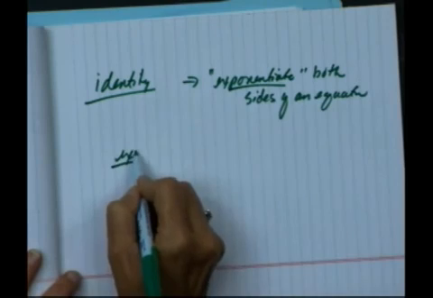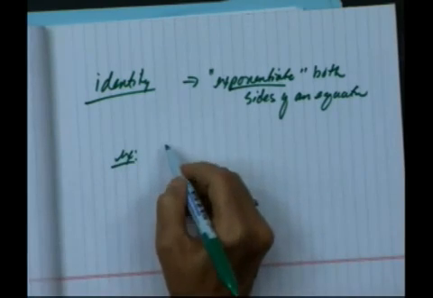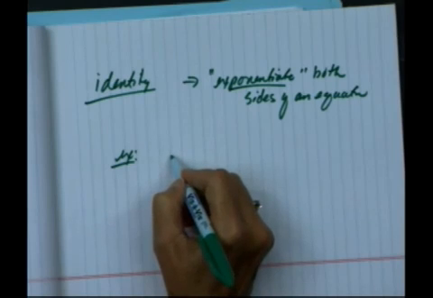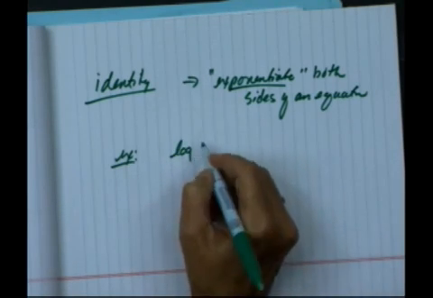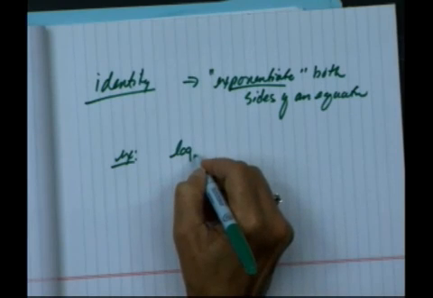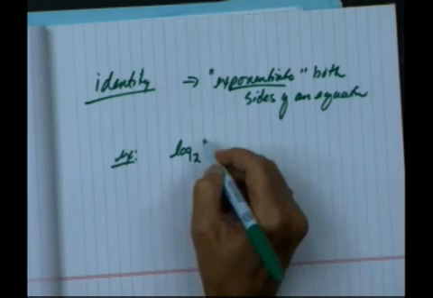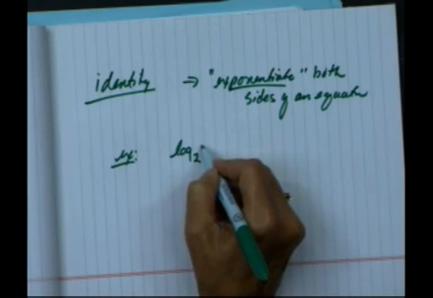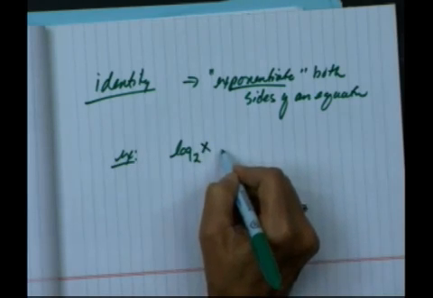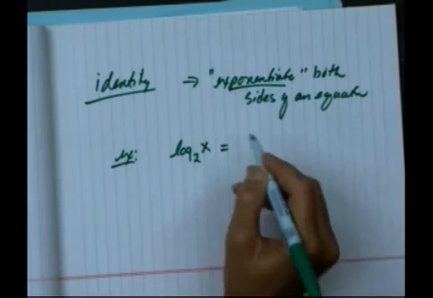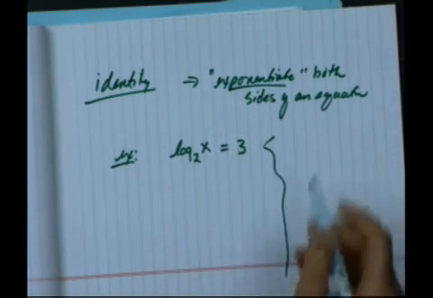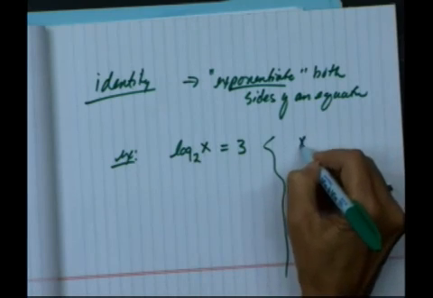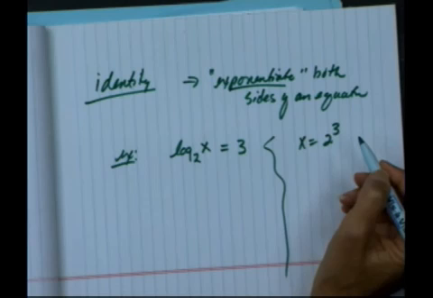Here's the example. If I have log to the base 2 of x is equal to 3. I have to be careful making this up on the spot. What you already know is that x is equal to 2 cubed, correct?